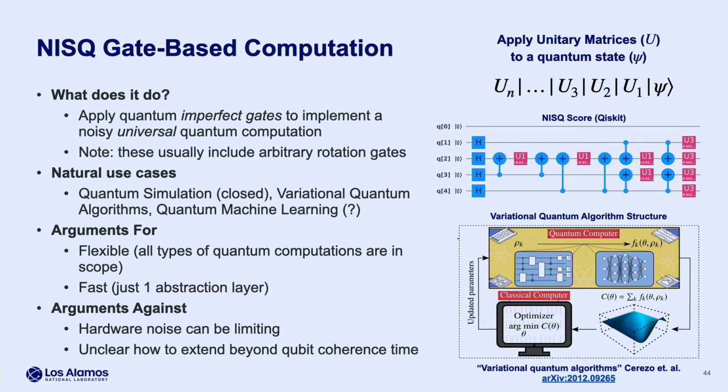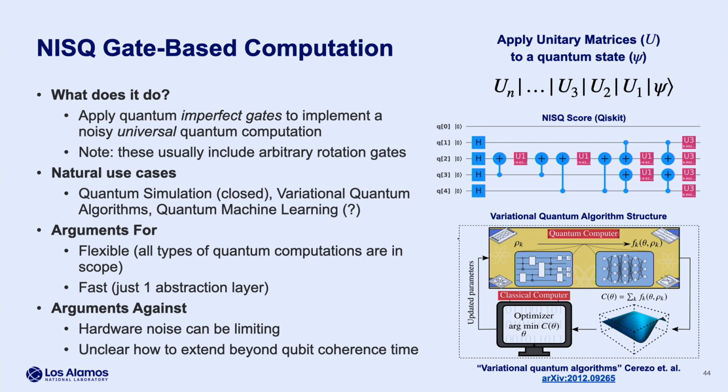computers. And the natural use cases for these systems are doing quantum simulation of closed systems, variational quantum algorithms where you loop a classical problem with a quantum computer inside. And then arguably quantum machine learning. This seems like the only system which is fast enough to basically train a quantum machine learning model. So that's an interesting point as well.